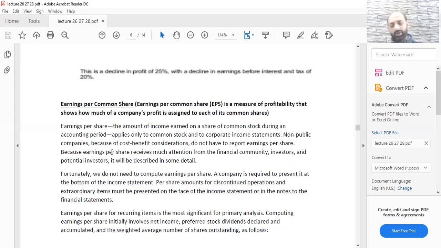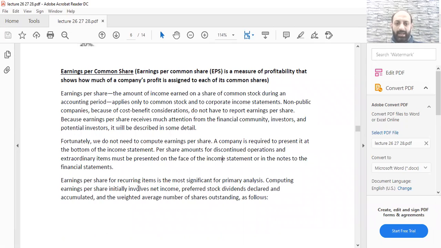It means that earnings per share has a lot of significance in the market. That is why, as per the laws in US, corporations have to show it in their financial statements. Earnings per share for recurring items is the most significant for primary analysis. Recurring items means you do not include the extraordinary items. Because why? Because you expect that the extraordinary items will not occur in the next financial statement, so you always look at the recurring items when you are calculating the earnings per share.